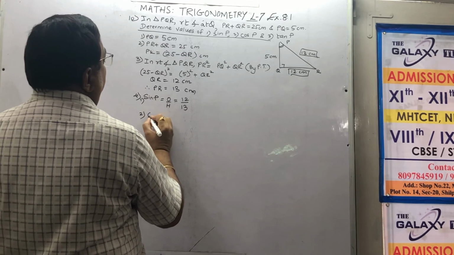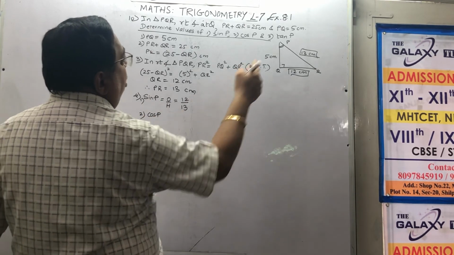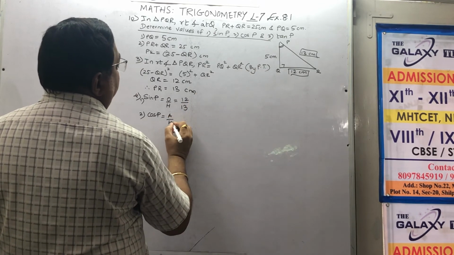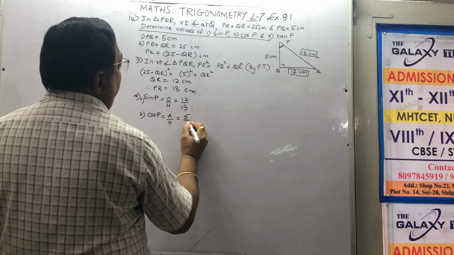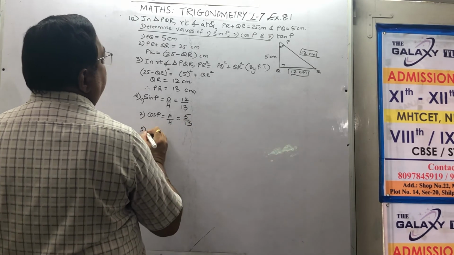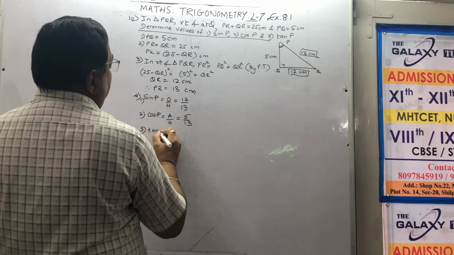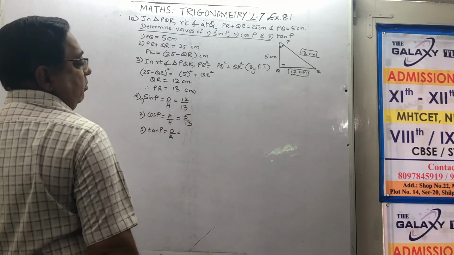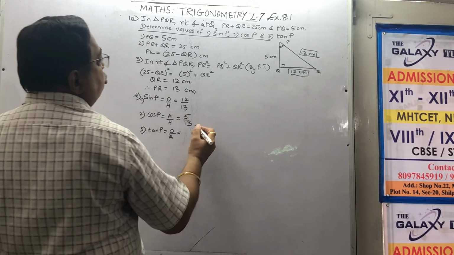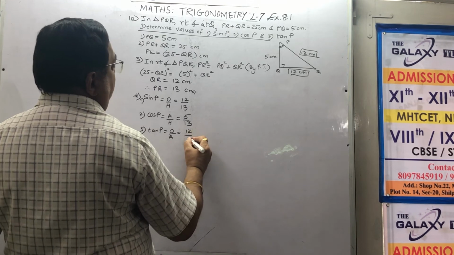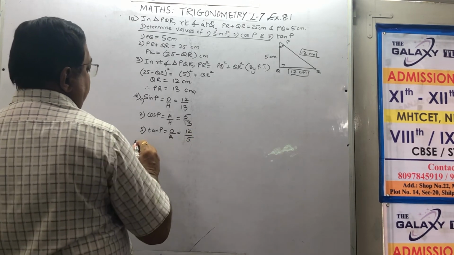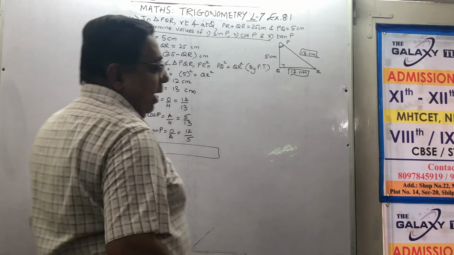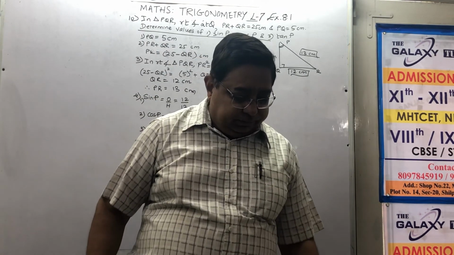Second. Cos of P. Cos is adjacent upon hypotenuse. Okay, so we will get 5 upon 13. Third. Tan P. Opposite upon adjacent or sine upon cos. We can also find by that method. So, opposite upon adjacent. Again, I remind you, please write the answer in a box. And your sum is solved.